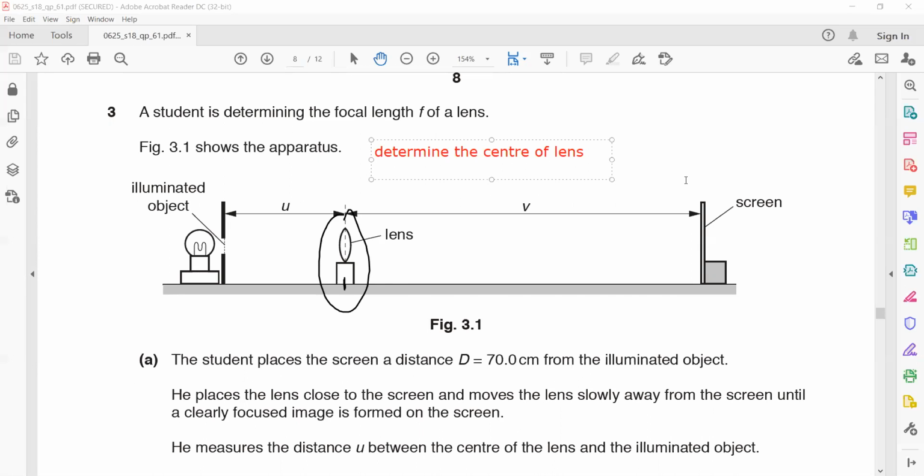Then forming a sharp image on the screen is also another possible practical difficulty, because practically the image will be dim. Normally the image which is formed is faint or dim, so it's not easy to recognize when we have a sharp image.